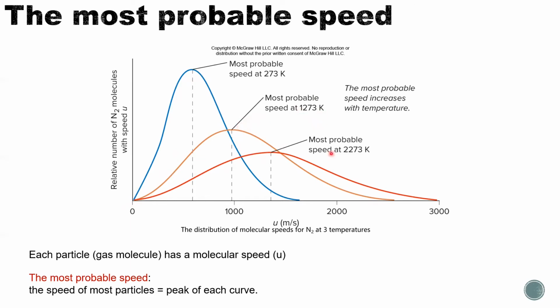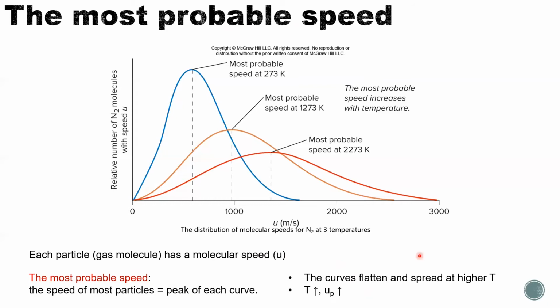If you further increase the temperature to 2273 Kelvin, you can see the most probable speed keeps increasing to a higher level. At the same time, these curves flatten, right? So it's not a linear shift for everyone. The distribution follows the way that when the most probable speed increases because of temperature, the curve flattens out. So from this diagram, we know when temperature increases, the most probable speed increases.